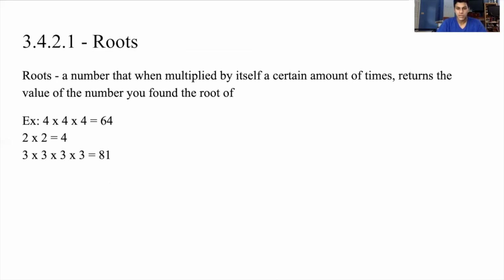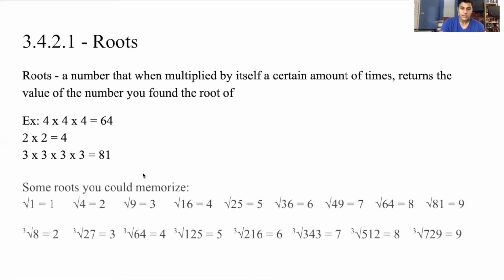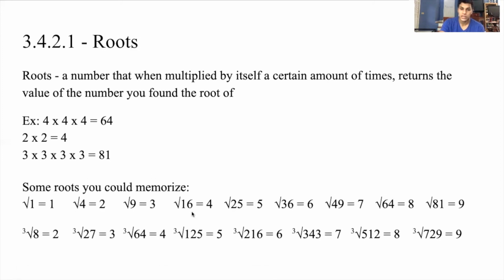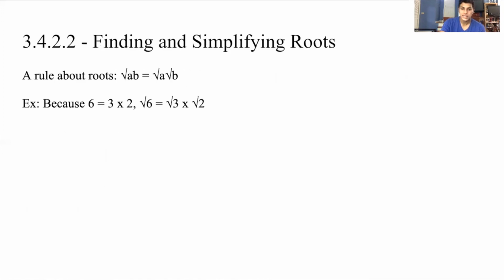a certain amount of times returns the value of the number you found the root of. So an example, since 4 times 4 times 4 equals 64, the third root of 64 is 4. Or since 3 times 3 times 3 times 3 is 81, the fourth root of 81 is 3. Then we also talked about some roots you can memorize in order to simplify some solving in the harder questions. Next, we talked about finding and simplifying roots.